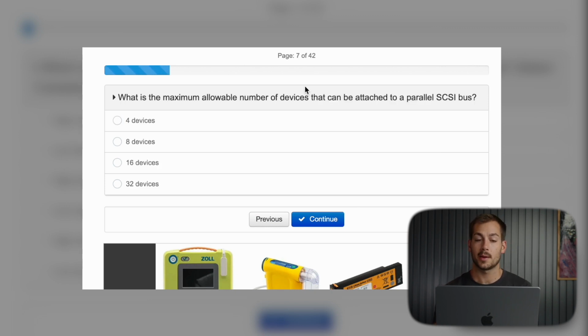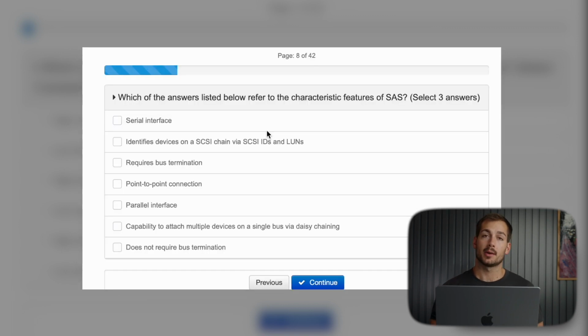What is the maximum allowable number of devices that can be attached to a parallel SCSI bus? Now this is kind of a memorization question. Correct answer here is 16 devices. Okay, so to understand this question, we first need to understand what SAS is. Now this is a system that stands for Statistical Analysis System. Now this system facilitates analysis, mining, and data retrieval for a wide variety of activities on computers. So some of the characteristics are, we have a serial interface, we have point-to-point connection, and then this does not require bus termination. We'll press continue.